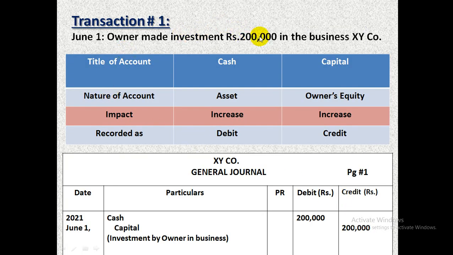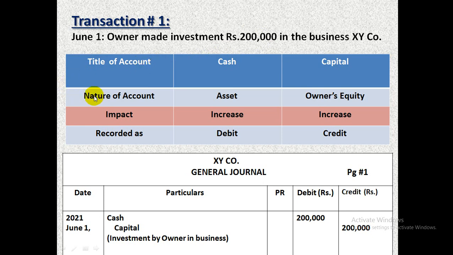Let's see which two title of accounts are involved. Owner is bringing investment, so one account involved will be capital. Owner is bringing in the form of money, that is called cash, so the other account involved is cash.